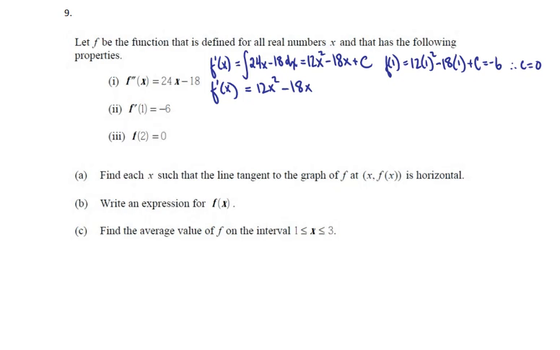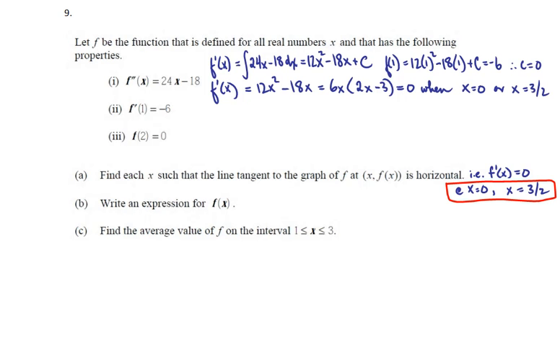With part A, we're just asked to find each x such that the line tangent to the graph of f is horizontal. That means where the first derivative is equal to 0. And so by factoring the first derivative into 6x times 2x minus 3, we can see that that will be 0 whenever x is 0 or x equals 3 halves. And so that's the answer for part A.